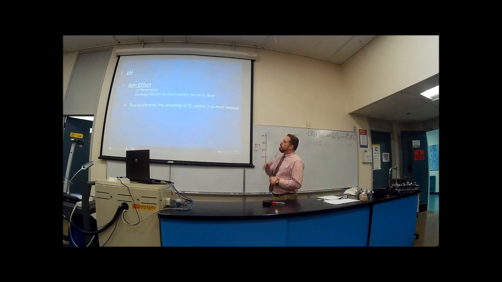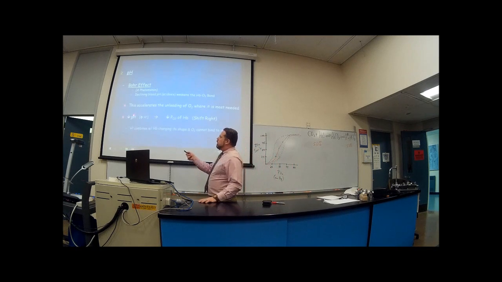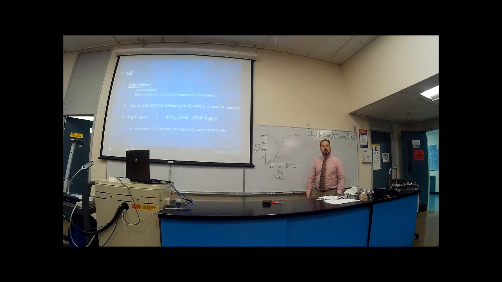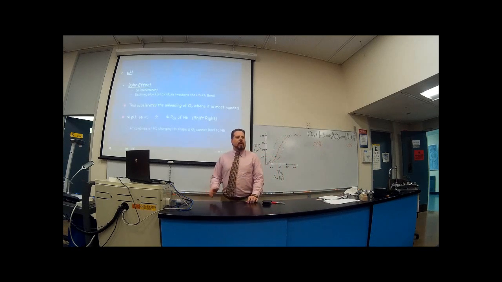So this accelerates the unloading of oxygen when you have your environment more acidic. All right? So a decrease of pH, which means an increase of hydrogen, will be a shift to the right, meaning that there's going to be more oxygen coming off the hemoglobin. All right? This kind of makes sense.